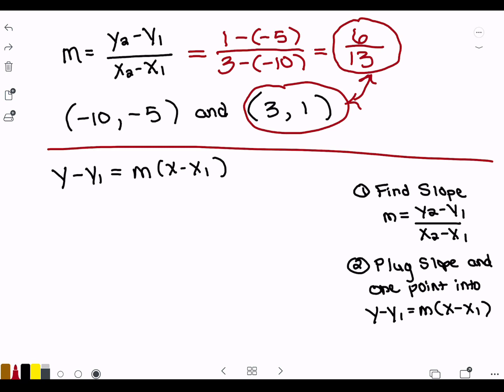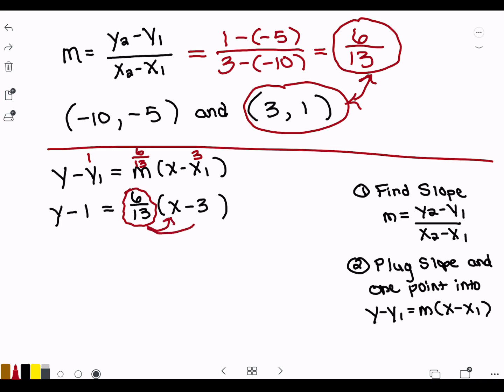So for the m, I'm going to put 6 over 13. And then the point that I chose was 3, 1. So I'm going to put 3 for x1 and 1 for y1. And then I'm going to simplify. And I challenge you to do the same thing with the other point, because if you did the same thing with the other point, you'll get the same exact answer.